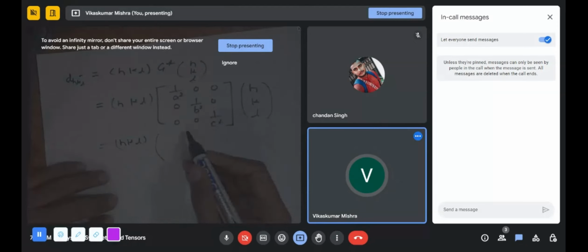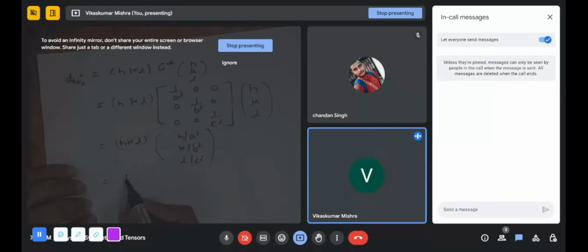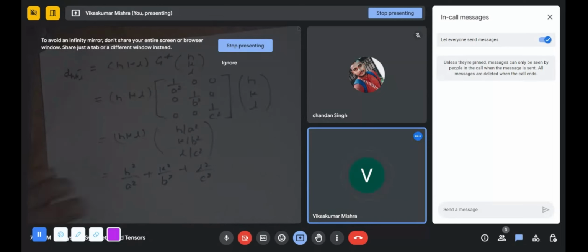This term will be h upon a square, again k upon b square, and the last term will be l upon c square. Again let's multiply them. This will be h square divided by a square, plus k into k is k square divided by b square, plus l square over c square. That's how we can find the interplanar spacing.